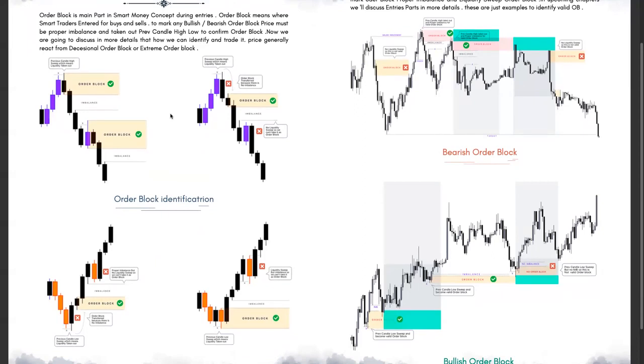If all the order flow is mitigated, then what to do? You have to focus on the order block. If all order flow is mitigated, then switch, then find the unmitigated order block.